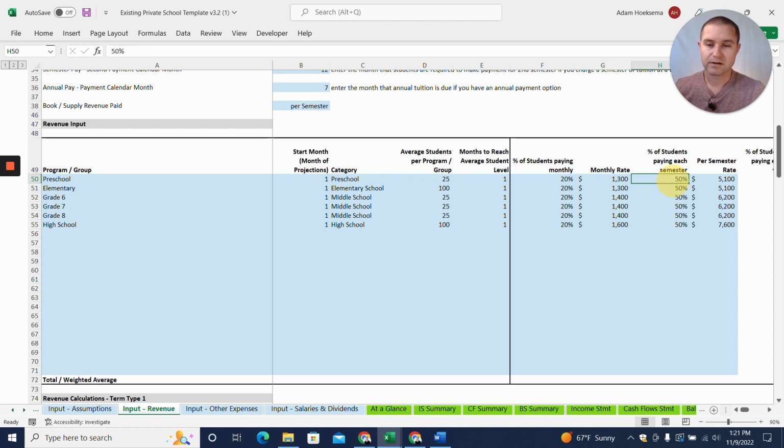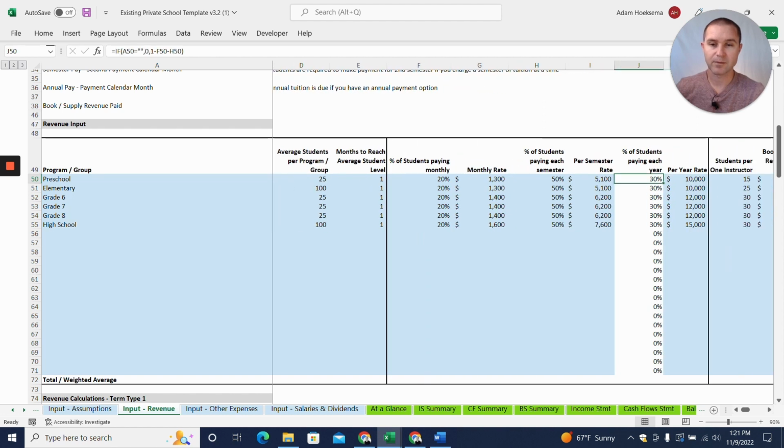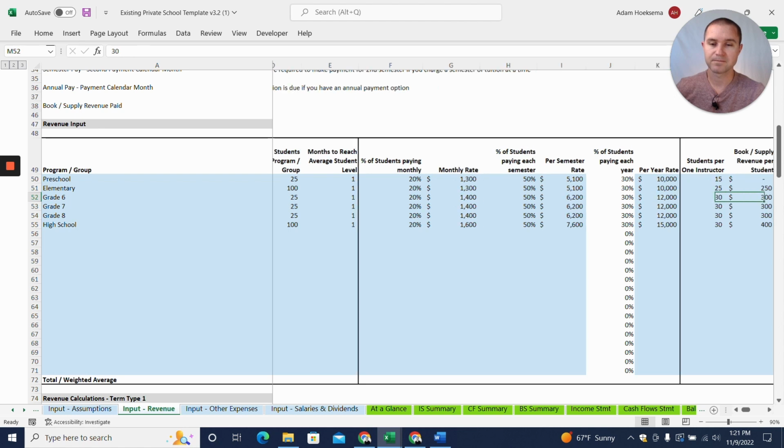The reason we break this down is we might want to have different rates. So if you pay monthly, we might charge you a higher amount, and maybe we give you a discount if you pay more upfront for the semester or annually. So we say 50% of students are paying by the semester, so we have a different semester rate. And then the remaining 30% of all students are paying annually, and here's the annual rate.